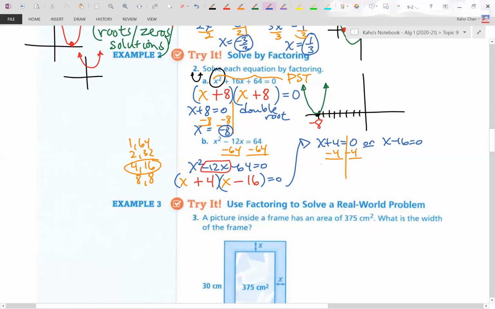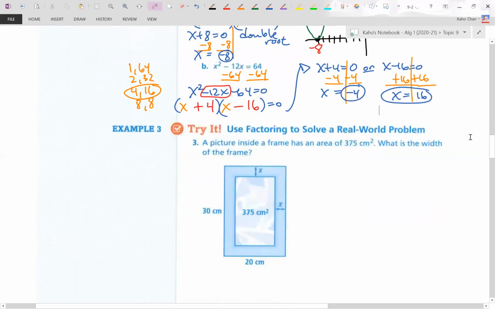For the first x-intercept, I get x equals negative 4, or solution. That's one of my answers, yay. And the other one, add 16 to both sides, of course, and I get x equals 16. And ladies and gentlemen, there are your two answers, yay.